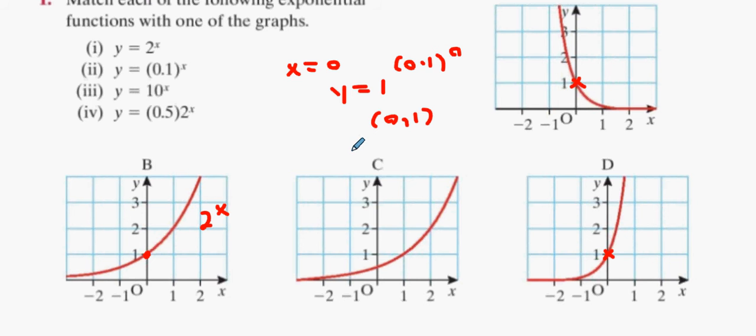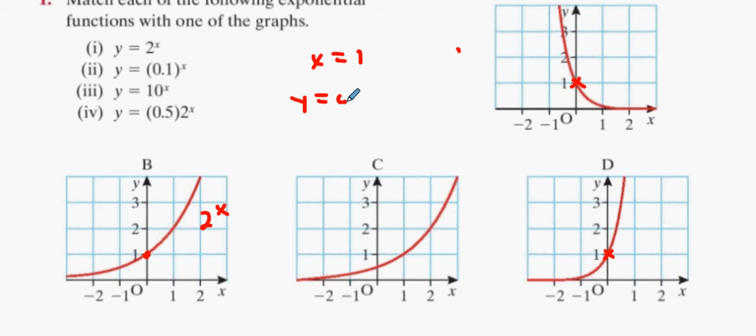Let's try another point. What happens when we do x equals, I don't know, x equals 1? What would the y value be then? Y equals 0.1 to the power of 1. So this will be the point 1, 0.1. Where is that one located? Yeah, it's tiny, isn't it? It's got to be A, doesn't it? Has to be A. It goes downhill. So that would mean that one's A, and this one we currently think is B.